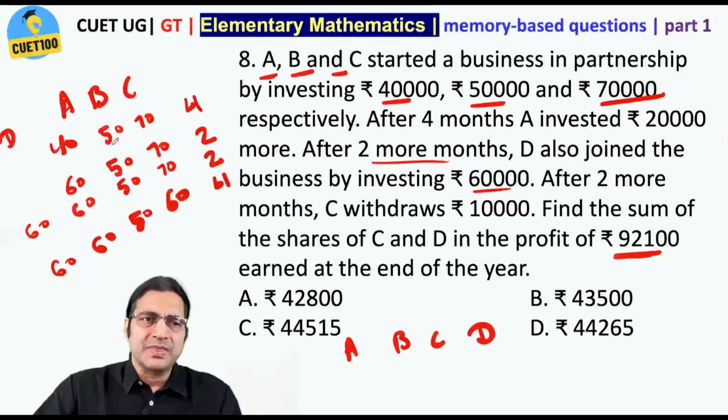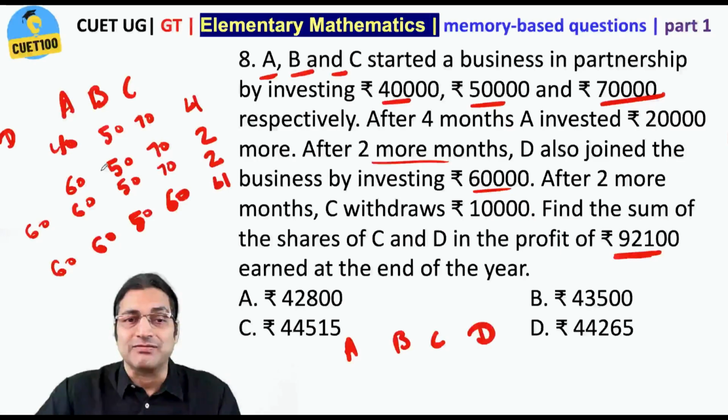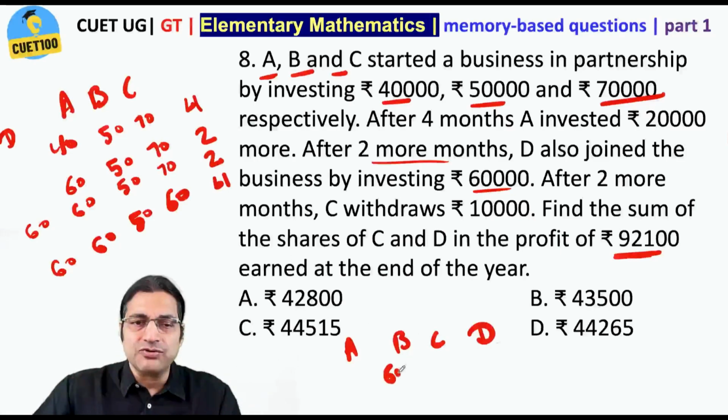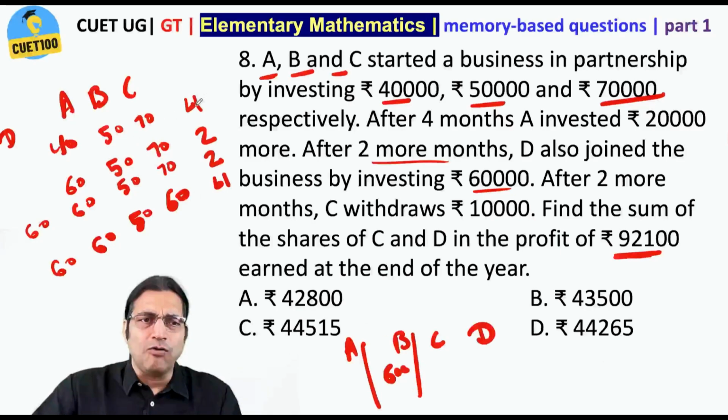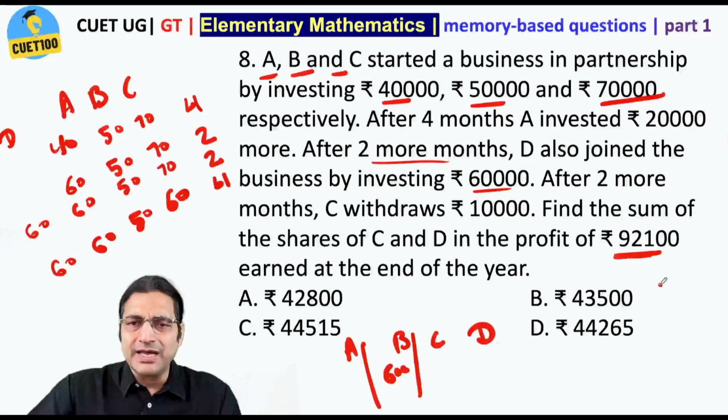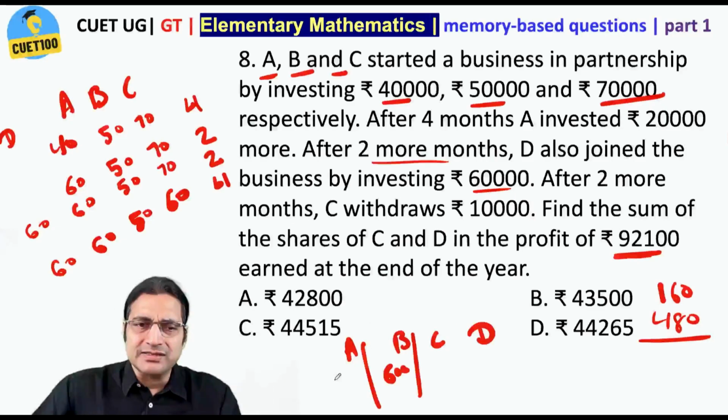Look at B. Throughout those 12 months, in case of B, it remained constant at 50,000. So 50,000 into 12. 50 into 12, 600. Okay. In case of A, for 4 months, 40. Okay. So 160. And for the remaining 8 months, 60. So 8 into 60, 480. So 160 plus 480, 640. And this is 600, mind you.